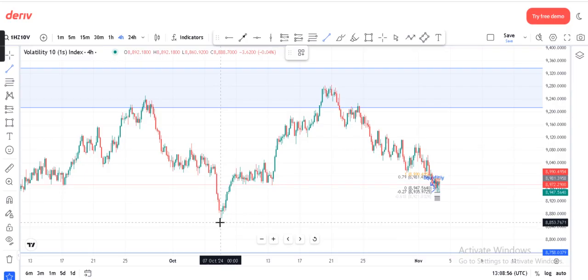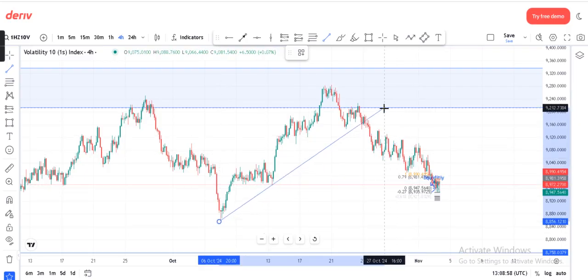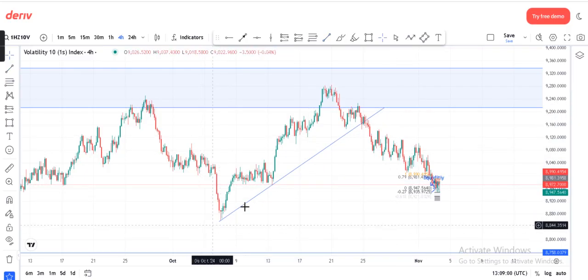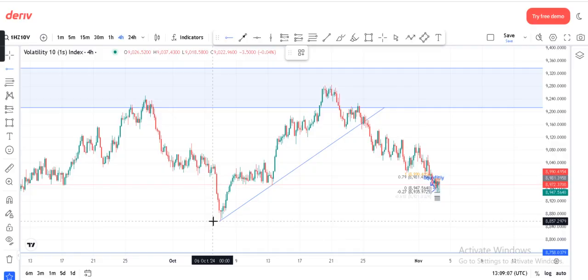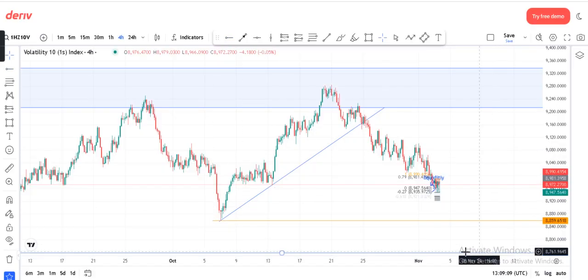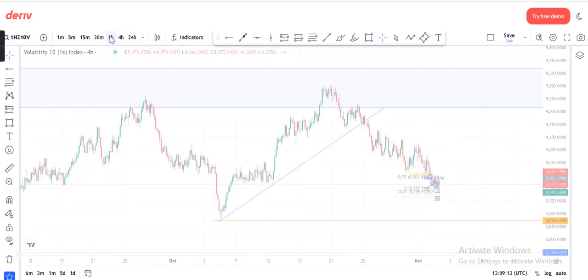We'll be able to connect this low to this point. So doing this, we'll clearly see that market is actually still trending to the downside. And the first target is this level, while the final target is this point. Now we can clearly go to the 1 hour time frame also to see what the market is currently doing.